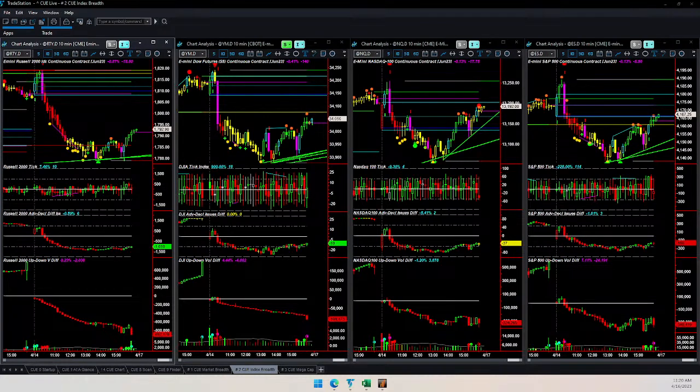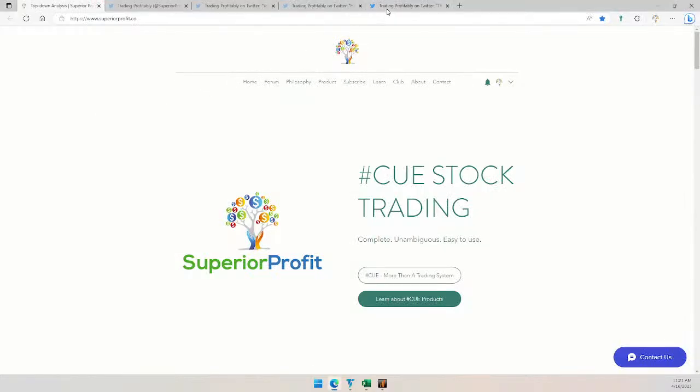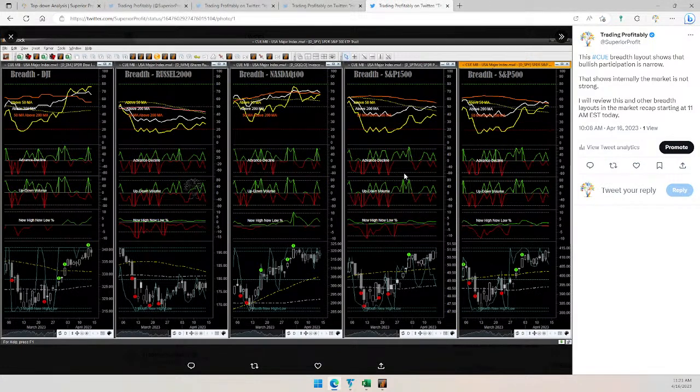Now let's look at the breadth signals on the daily interval using Q market breadth, not the single chart view. Let's look at a Twitter post I submitted just a while ago. This is based on Friday's close. This is a more detailed market breadth study.